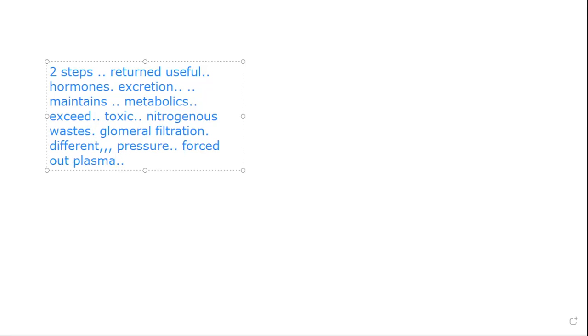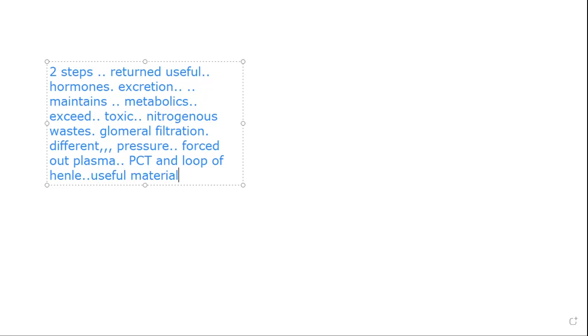Then in the proximal convoluted tubule and the first part of the loop of Henle, reabsorption takes place. I am repeating it again, beta. Please be attentive. In the loop of Henle and proximal convoluted tubule, reabsorption takes place, and in that reabsorption, all the useful materials are taken back into the body.